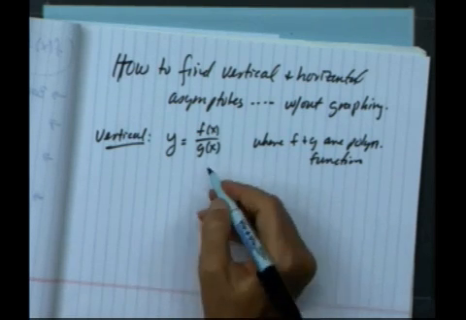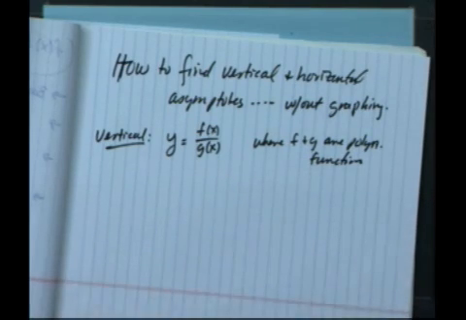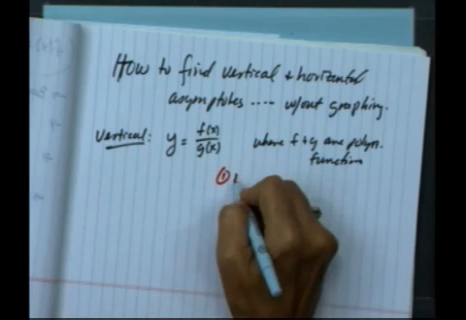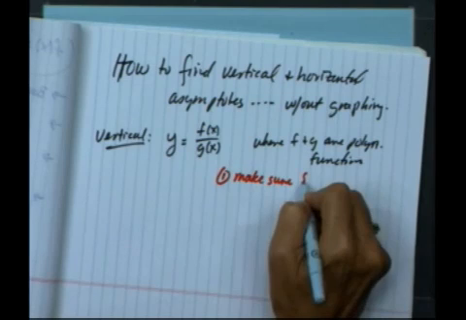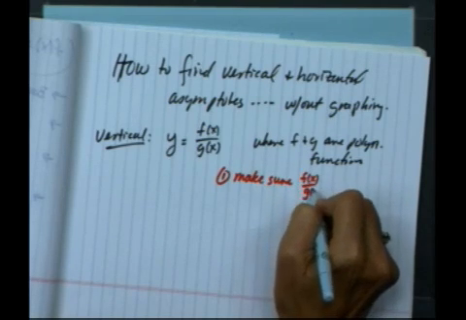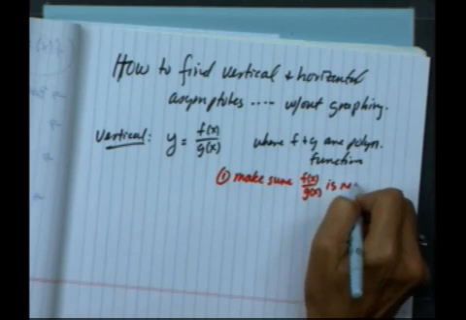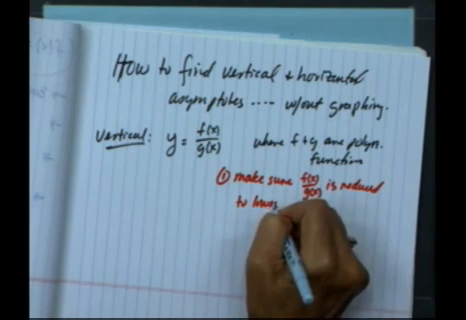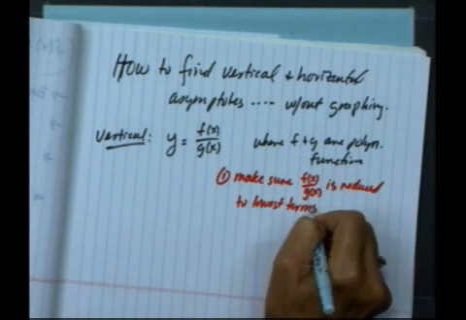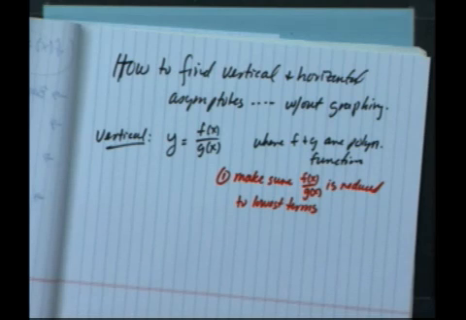You look in the denominator. The first thing is you want to make sure f of x over g of x is reduced to lowest terms, meaning that you can reduce it. There's not a common factor in the numerator and denominator.